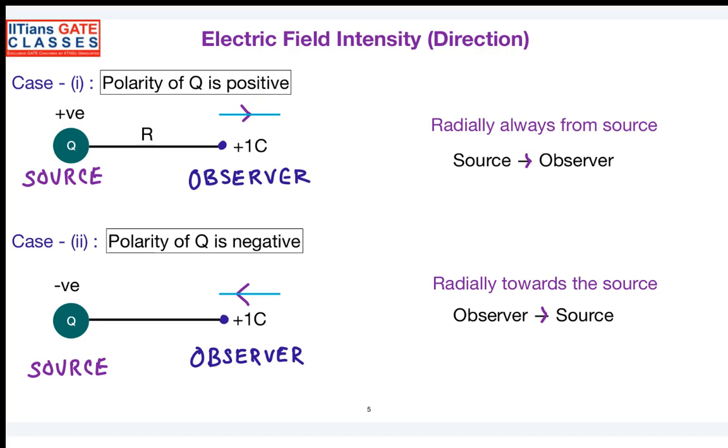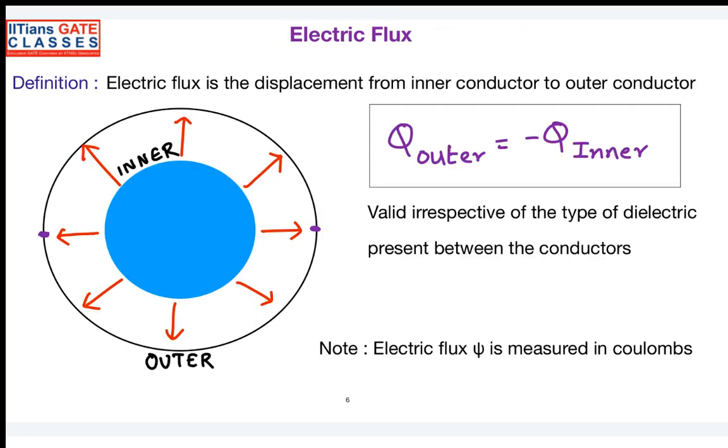So we have seen Coulomb's law of force, and then we have understood the basic parameter called electric field intensity. The electric field intensity is just a measure of the field. In other words, you can say it is the force experienced by a unit positive charge placed at that particular point of interest. Now, first of all, we will see what we mean by electric flux.